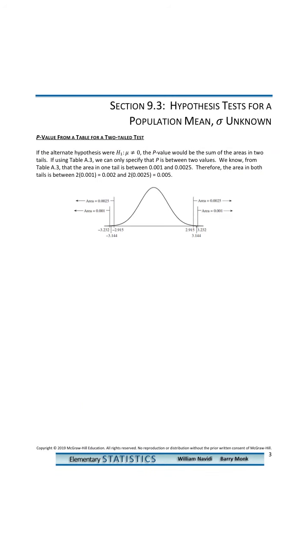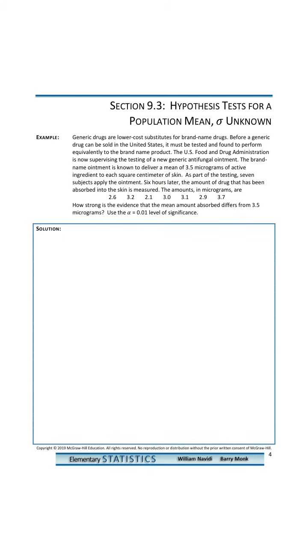If we use the alternate hypothesis mu not equal to 0, the p-value would be the sum of the areas in two tails. The area of one tail is between 0.001 and 0.0025. Therefore, the area of both tails will be between these two values multiplied by 2. This is an example of performing a hypothesis test for a population mean, sigma unknown, using the p-value method.